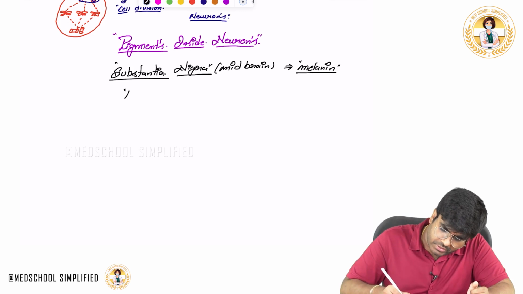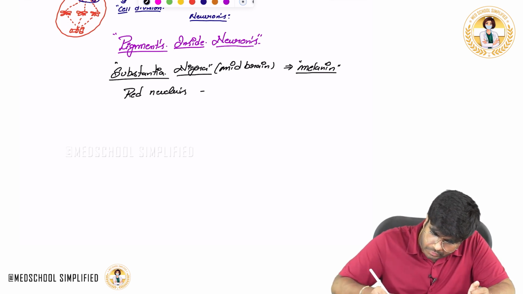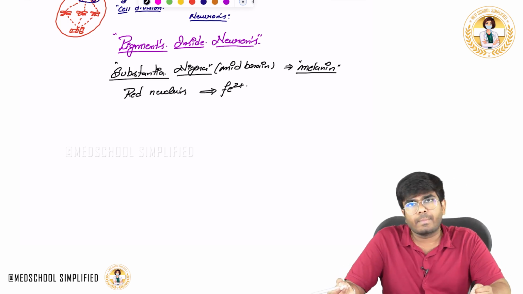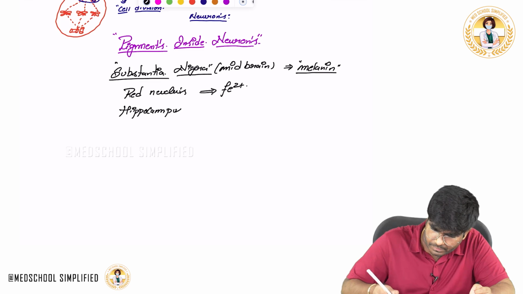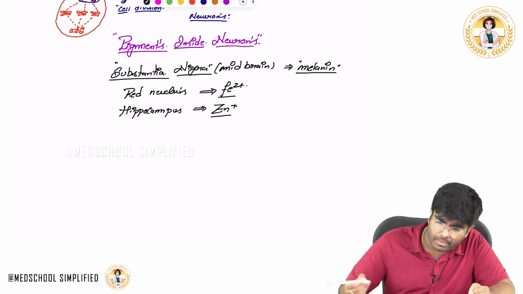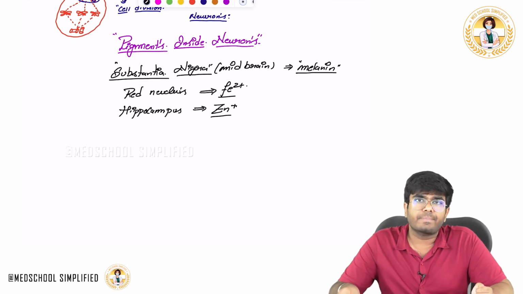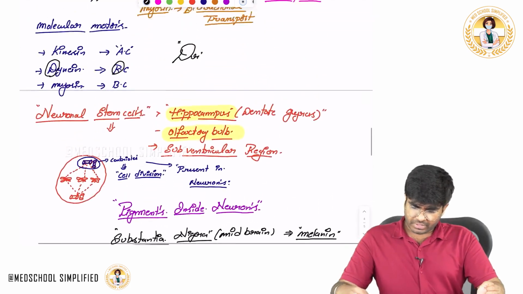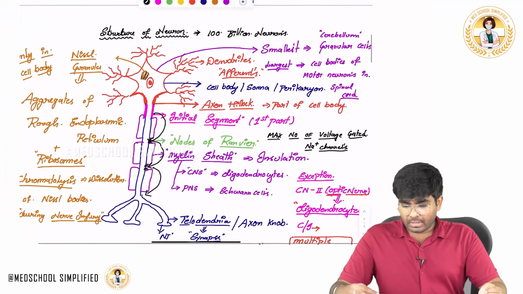Next, there is a nucleus called the red nucleus. Here you are having high amounts of iron. Okay, and there is hippocampus. Here you are having a lot of zinc. Okay, so these substances are present in these areas.